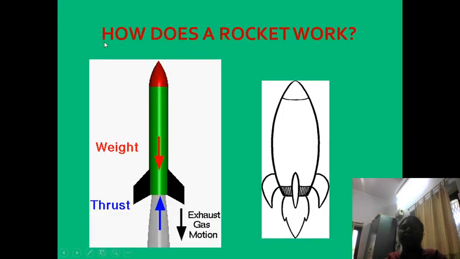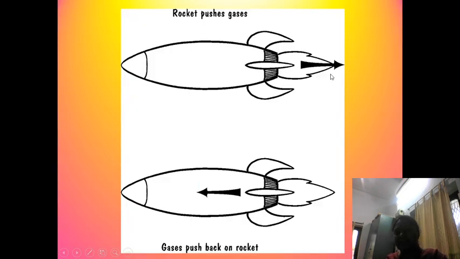Now we will see how a rocket works. See here, this is the weight of the rocket. The gas is moving in the downward direction. In the same way, the same amount of thrust is applied on the rocket, which is called the reaction force, that makes the rocket move upward. So the first condition is the rocket pushing gases. The second condition is the gases pushing back on the rocket. As the gases come out with high force, the same force in the opposite direction is applied by the gases on the rocket, so that the rocket moves in the opposite direction of the gases.